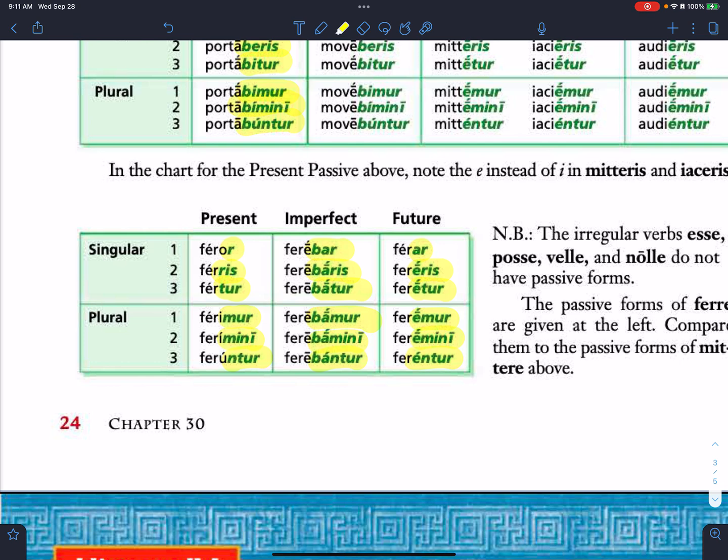Okay, so what I'd like you to do for homework, because I'm feeling a little extra spicy today, is some translation. You have the vocabulary, and now you've learned the forms. I'd like you to get through at least the first 10 lines of the story in chapter 30. The first 10 lines, okay?